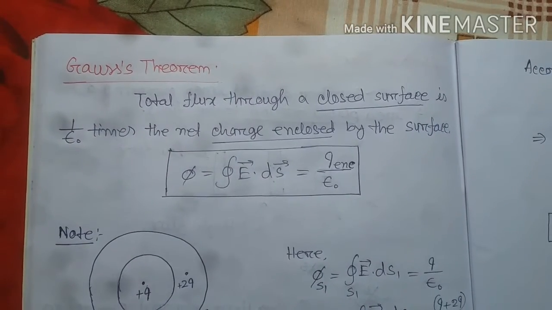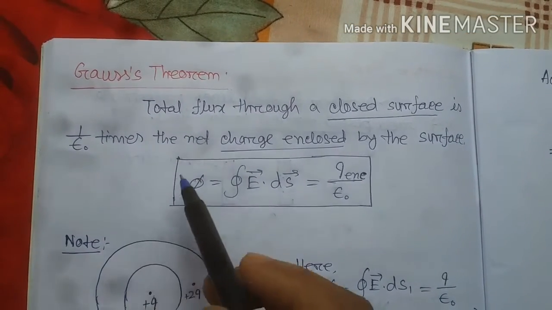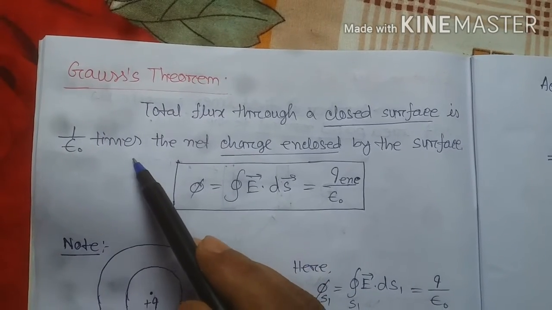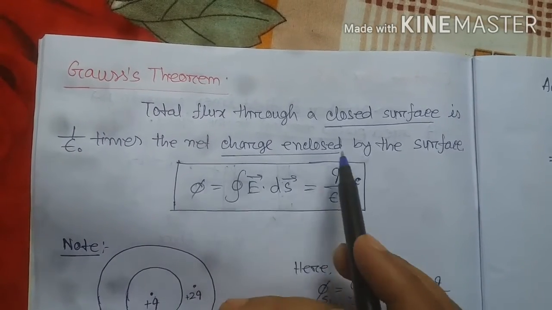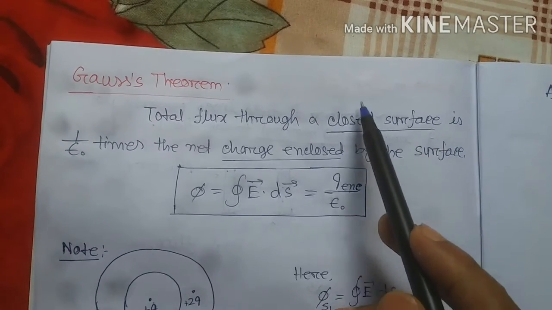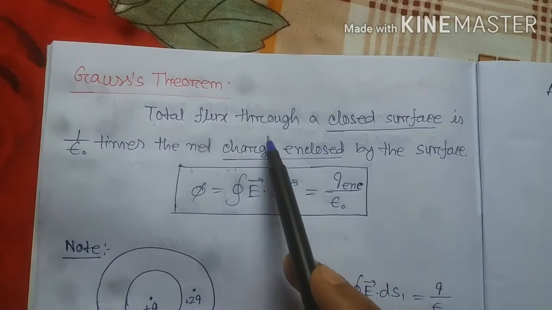Our next topic is Gauss theorem. Gauss theorem states that the total flux through a closed surface is 1 by epsilon times the net charge enclosed by the surface. Here two terms are very important: one is the surface should be closed, and the charge should be enclosed.